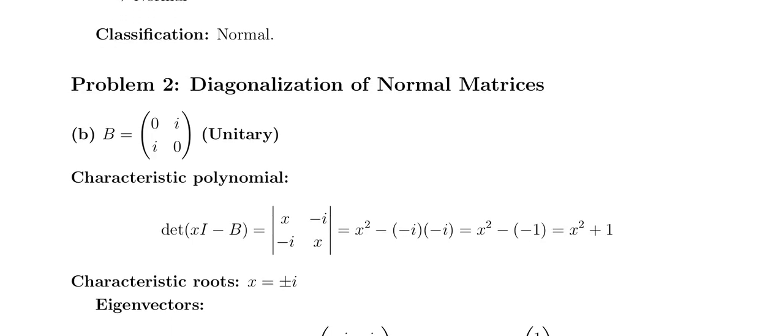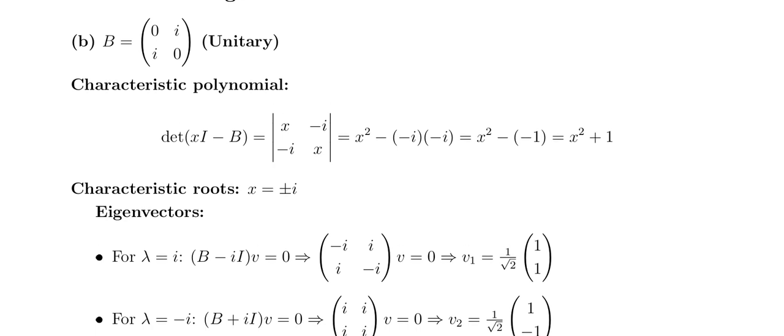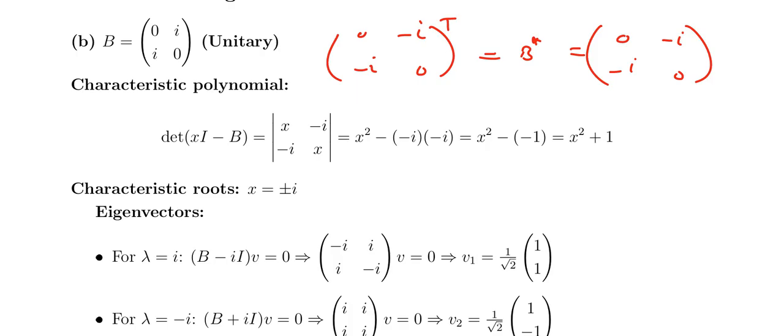Diagonalization of the normal matrices. So B equal to 0 i 0, that is called the unitary matrix because of the 0 -i and 0. இதனுடைய transpose is called the unitary matrix, that is called the B star. So both are same தான் இருக்கும். So this is equal to 0 -i 0. So this is the B star, that is a unitary, and check on B star B and B B star, both are equal to identity element.